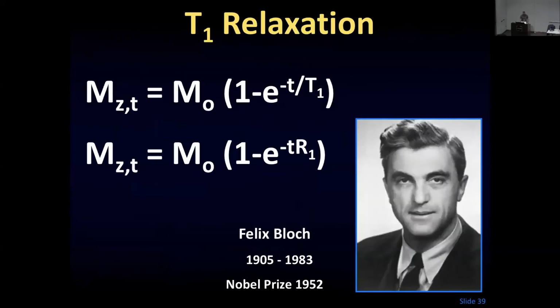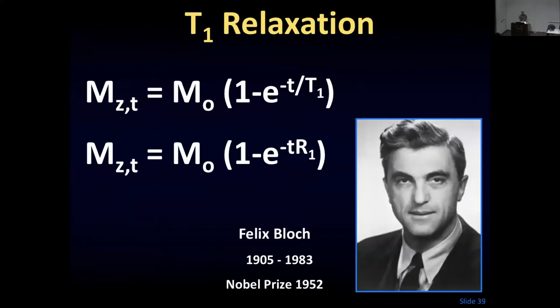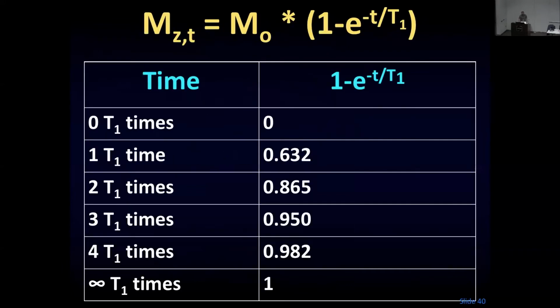Now, for some of you who are like me, who are a little bit mathematically challenged, we look at equations like this and we kind of get blurry-eyed. But you can take this equation and put it into Excel. If you plug in 0 here, then after a time of 0 you get 0. So you start out with 0. After 1 T1 time constant, you get 0.632. After 2 T1 time constants, you get 0.865. After 3 T1 time constants, 0.950, etc.